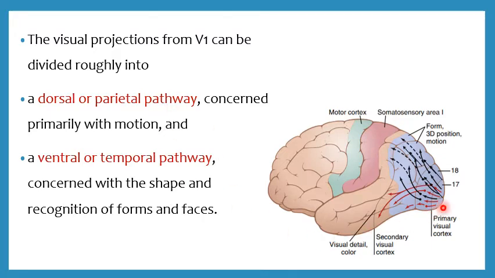Next, we've got a ventral or the temporal pathway, which is concerned with the shape and recognition of form and faces, which means it is more concerned with the visual detail and color. So from the eyes, via the optic nerve, it reaches the lateral geniculate body, from there to the primary visual cortex, and from there to other areas by this dorsal as well as ventral pathway.